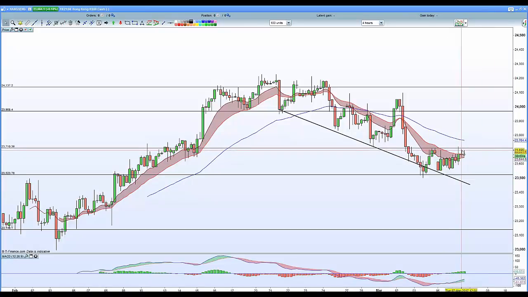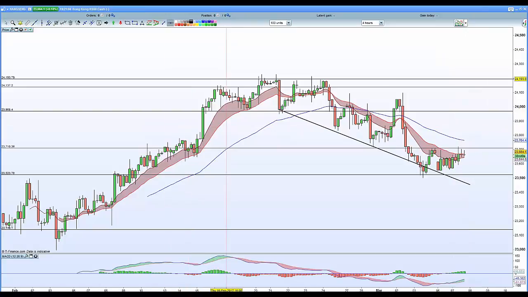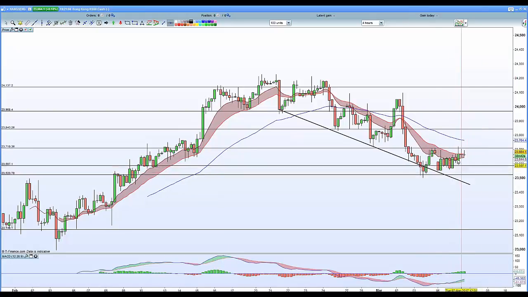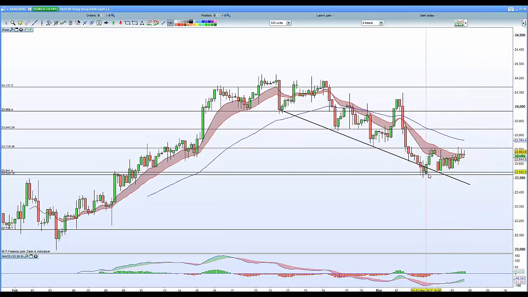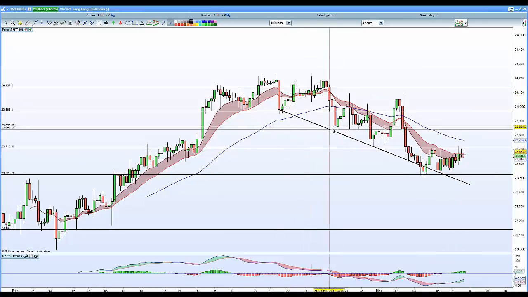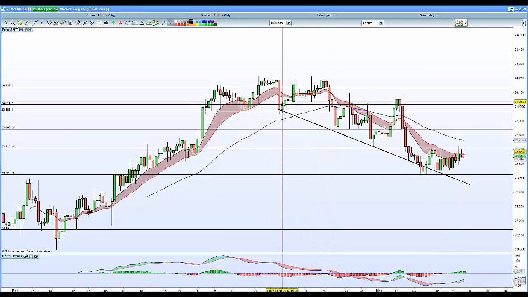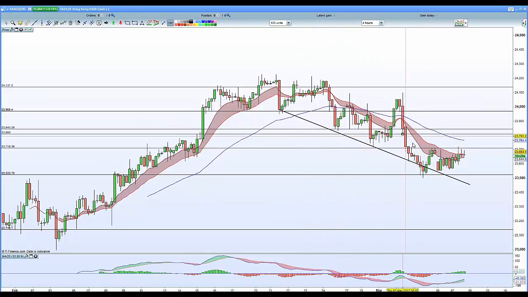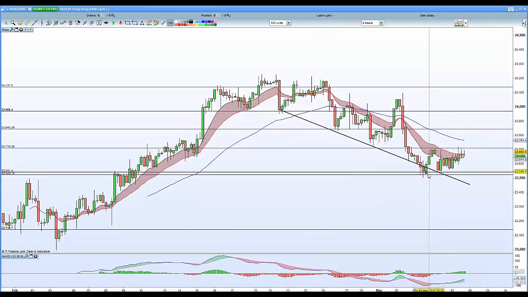If 23,700 breaks, there's a high chance that we might start moving up to the previous resistance levels around 23,900 or even 24,000. Okay, so there is a little sign that the bulls are coming back to play. But this is exactly what I was talking about in the beginning of the webinar in terms of corrective structure. This is one of the tougher corrective structures to trade because it's a counter-trend corrective structure as compared to a horizontal one or a with-trend one.